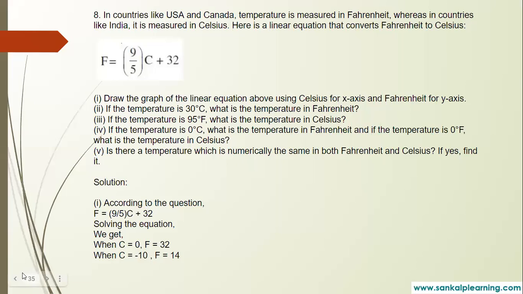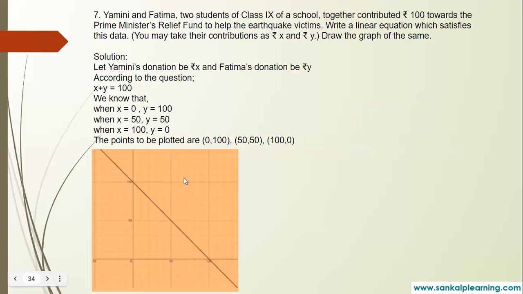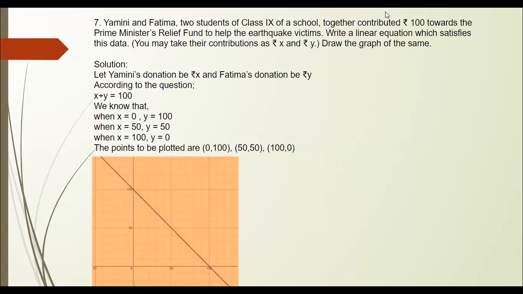Okay, children. I think you understood all the sums. We'll continue in the next class. So till question number 7, it is finished. Only 4 sums are there. Yes, we'll do them in the next class.